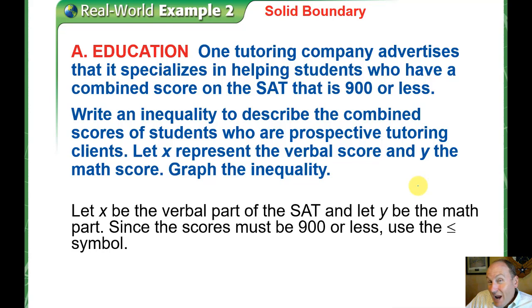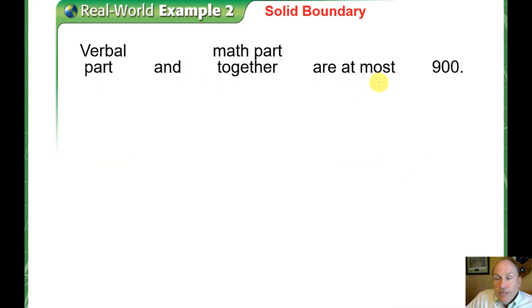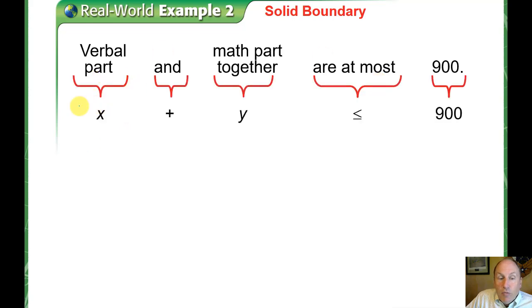And so we have to write it as an inequality first before we can graph it. The total combined from the verbal and the math scores, x and y, must be 900 or less. So this kind of breaks it up into parts. So the verbal part, x, and the math part, which of course is more important, y, is less than or equal to 900. That's how we write that as an inequality.